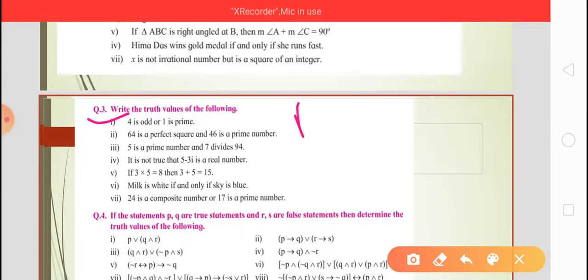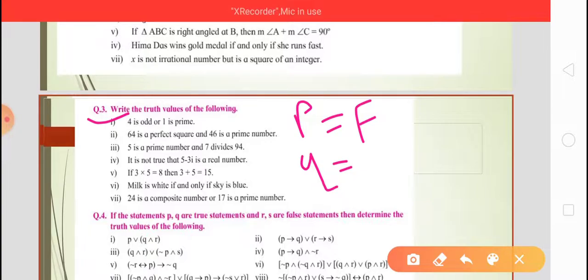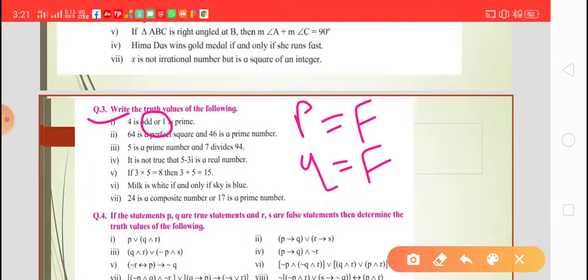Firstly, the P statement: 4 is odd. Is it true or false? Yes, it is false. And next, 1 is prime. The Q statement is: 1 is prime. Is it true or false? Yes, it is also false. Okay. So which word connects them here? Or means which logical connective? It is disjunction.